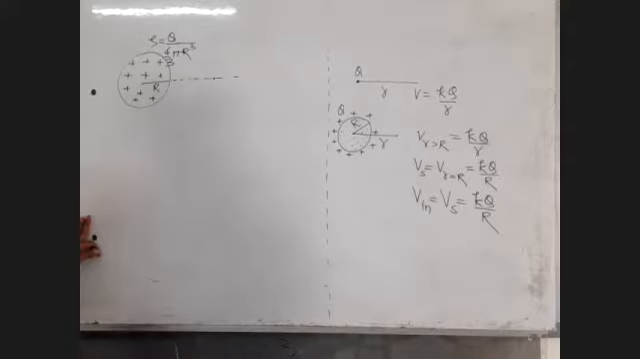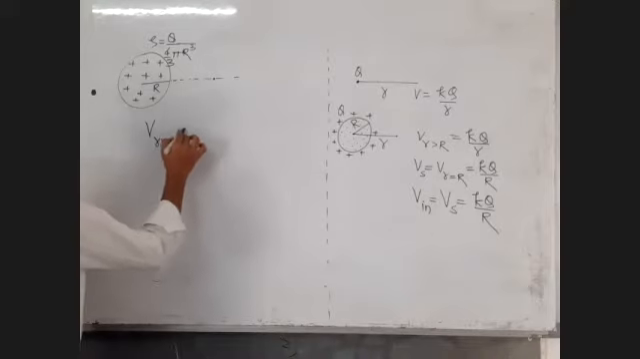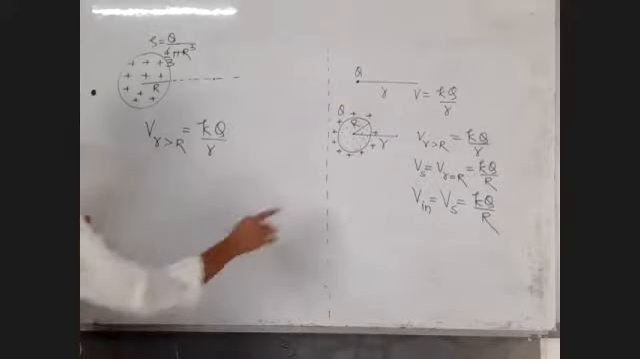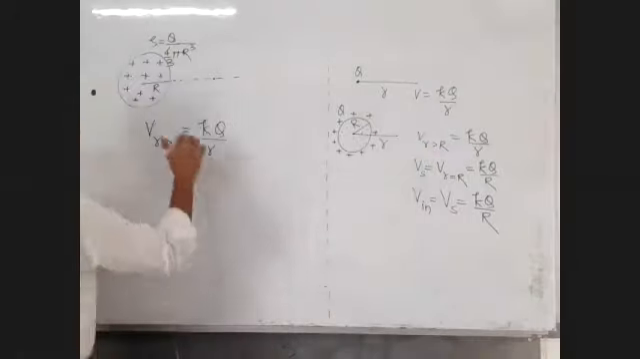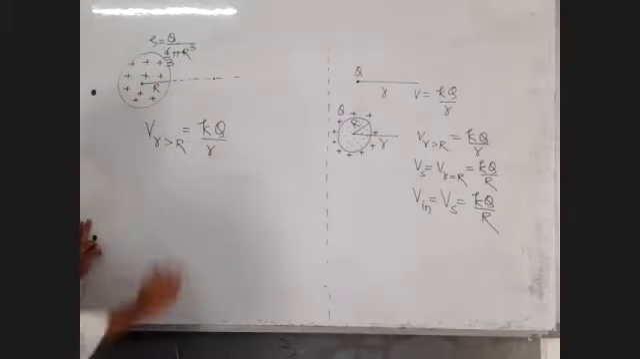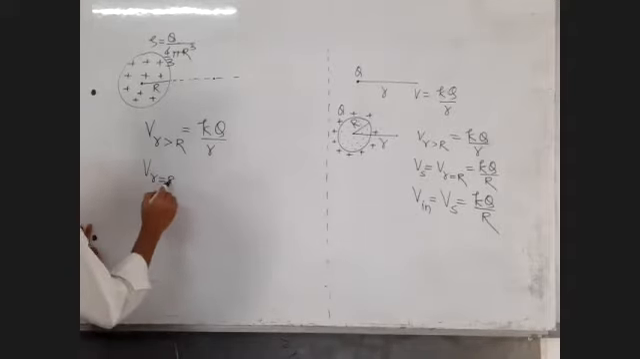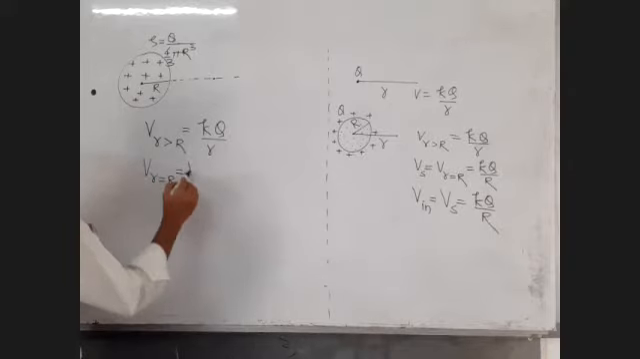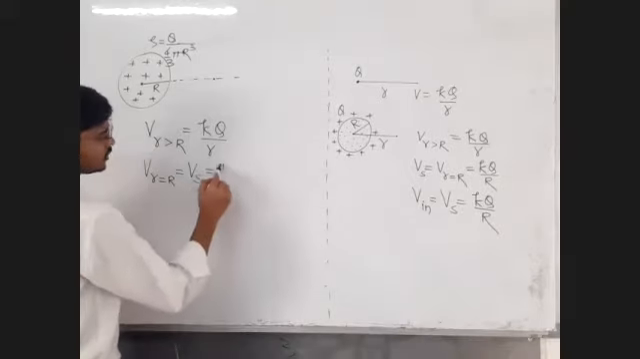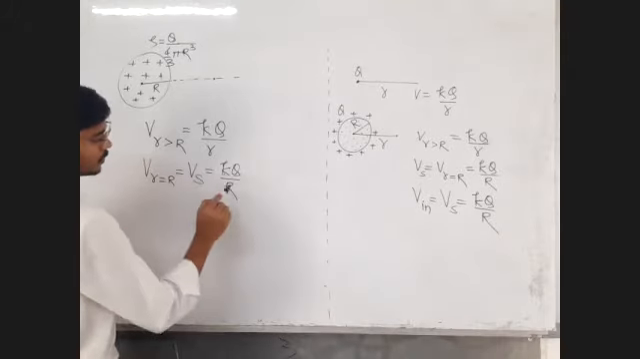Very simple. Potential when small r is more than capital R is K into total charge upon r, KQ upon r, the same formula, just like the point charge. You can assume this entire charge to be situated at the center. Potential on the surface means small r equal to capital R. That's it: K into total charge on the sphere upon capital R.